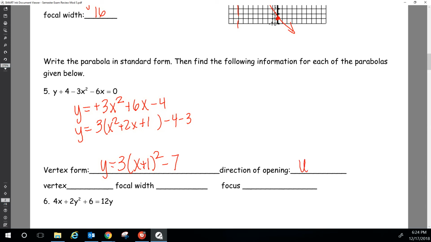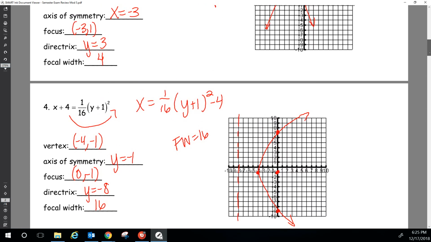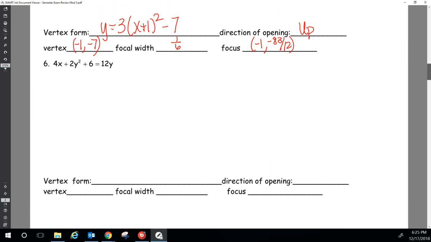Because 3 is positive, we're opening up. My vertex is going to be opposite of the x because it's in the parentheses. Same for the y. Focal width and focus. So this is where it gets really kind of funky. But your focal width is 1/6. And your focus is at -1, -83/12. I'm not even about to take us there. Don't worry about it being that hard. If you can look at a problem like this and tell me the focal width is 16, you'll be fine for this test. All right, number 6.